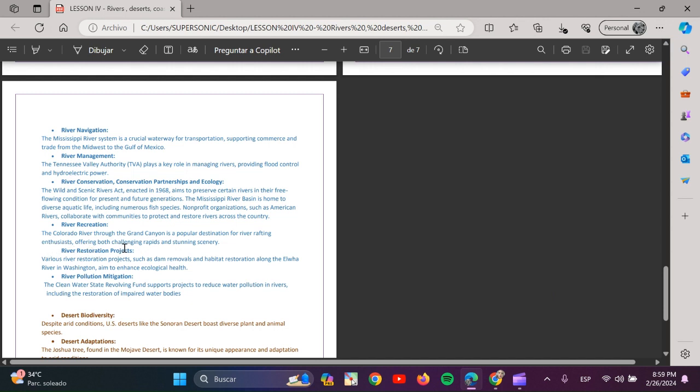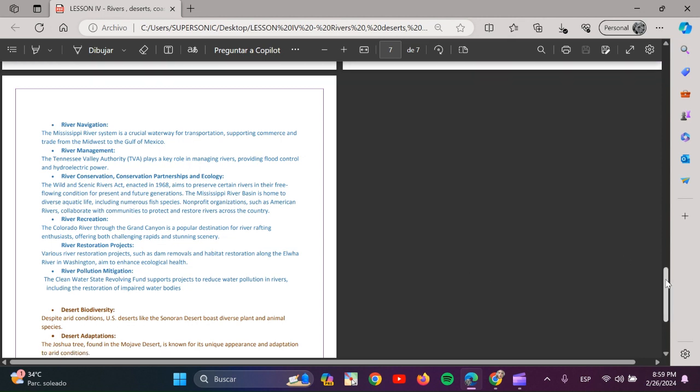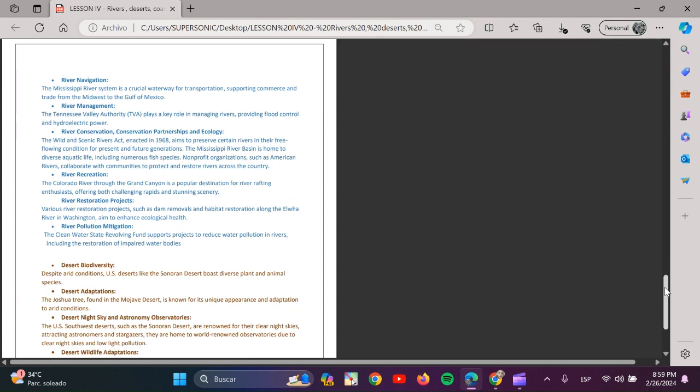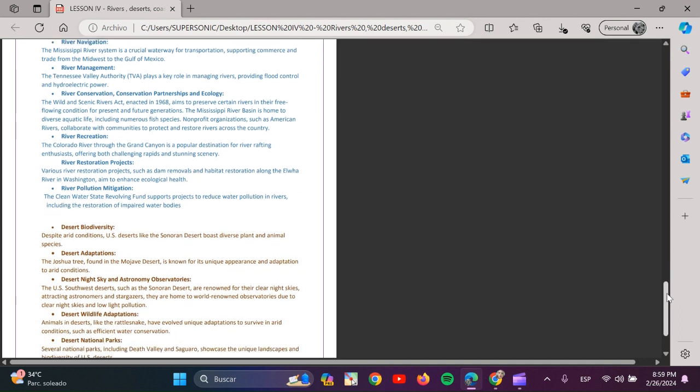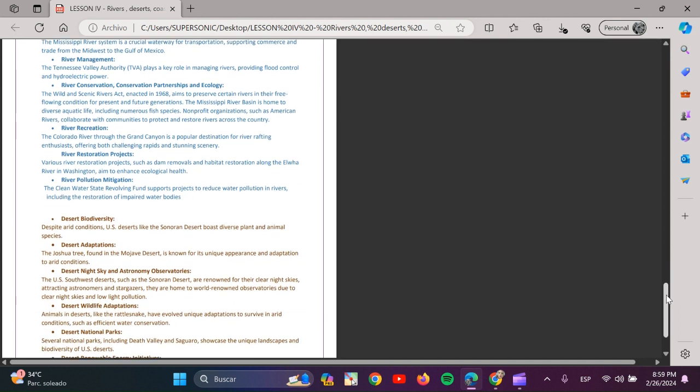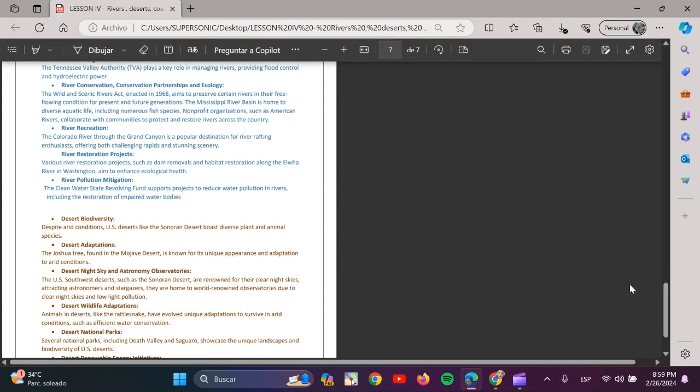And of course, we have restoration projects and pollution mitigation. They're very important because they focus on restoring habitat of the fauna and flora.